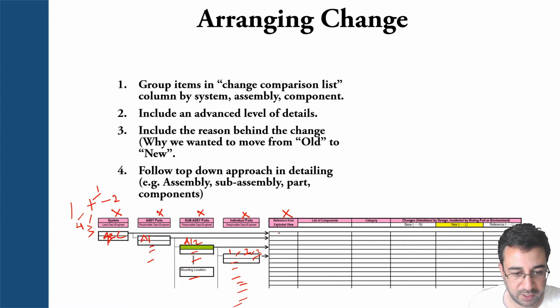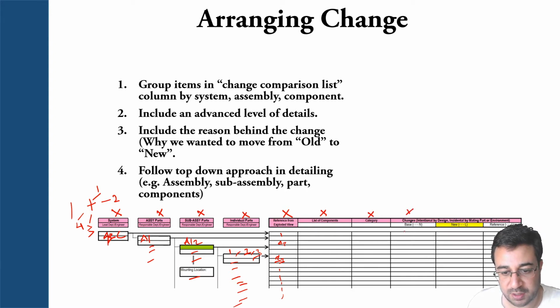Then you start to say, okay, this one is referenced number 1 in the exploded view. This one is referenced A2, referenced B3, and so on. So that's how you do the change comparison list by system, by assembly, sub-assembly, and components. Then you list your components, you write down what that component is and in which category it belongs.